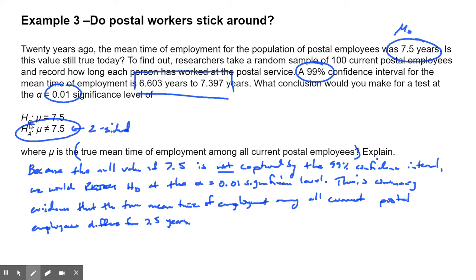Okay. So again, we did not go through the whole 4-step process to perform a test. We simply used a confidence interval to then make the same conclusion we would if we would go through the test using the sample data. Okay. So if it's not captured, you reject it. There is convincing evidence for the alternative, and that's what this says, differs from 7.5 years.